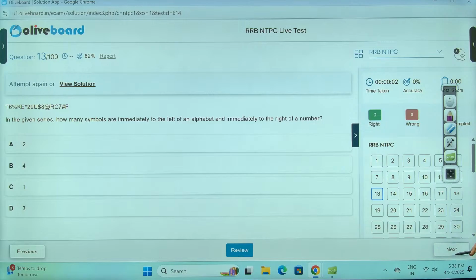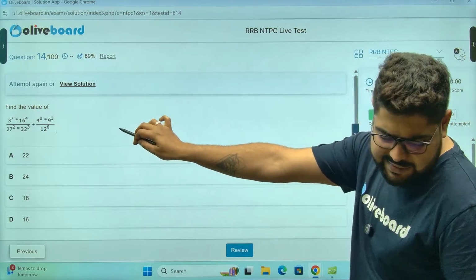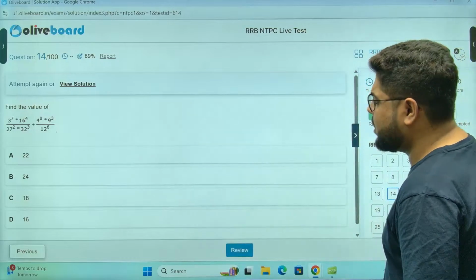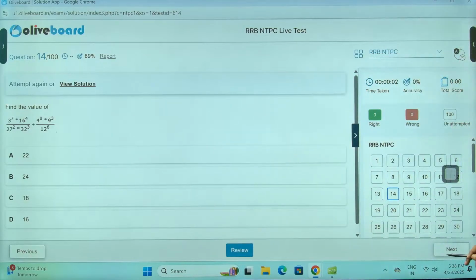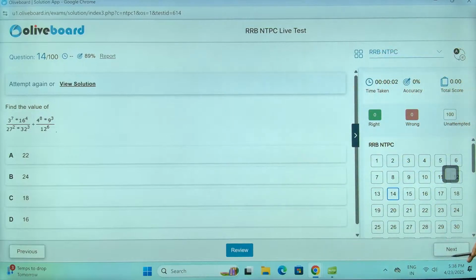Next one. A simplification question. I'm skipping this. This is very, very simple. I guess everybody can solve this. Everything is in powers of 2s and 3s, so you can convert and solve.